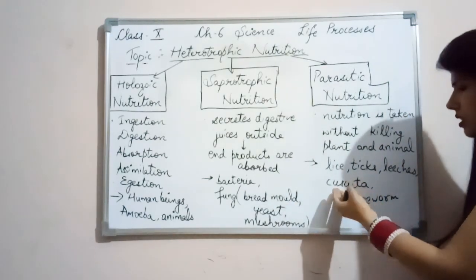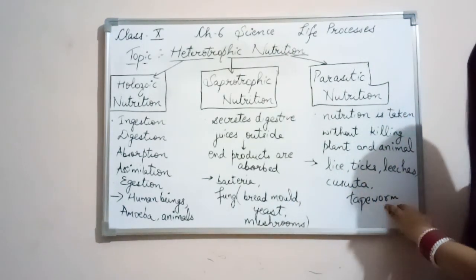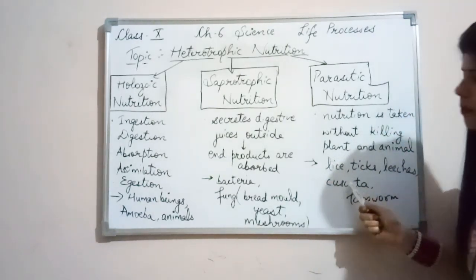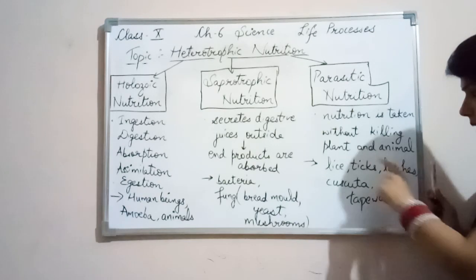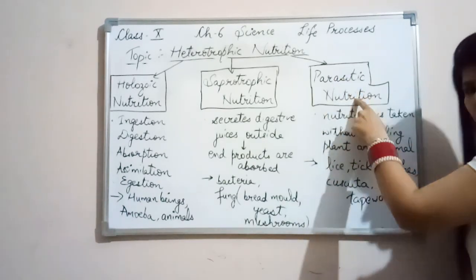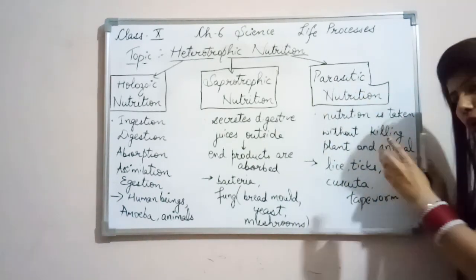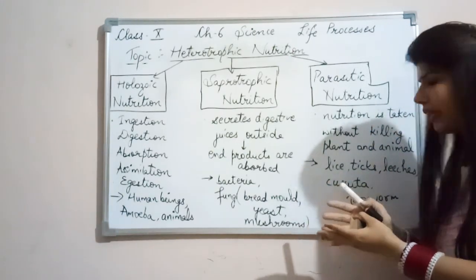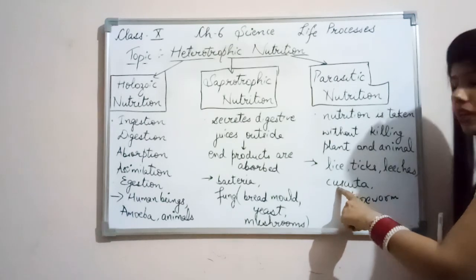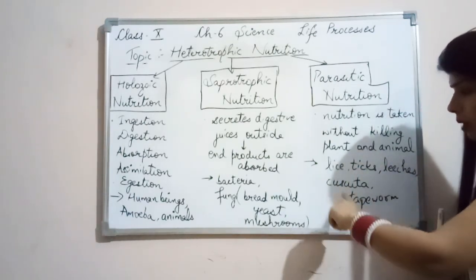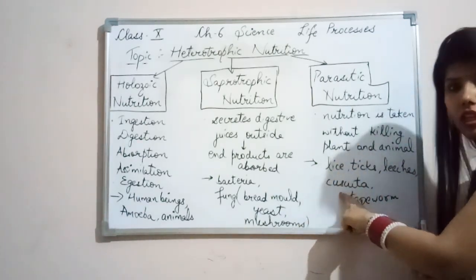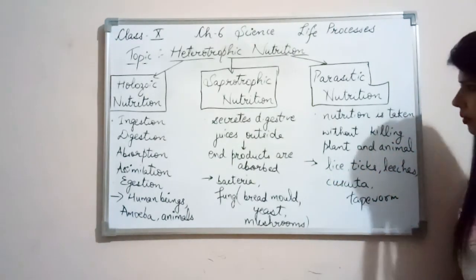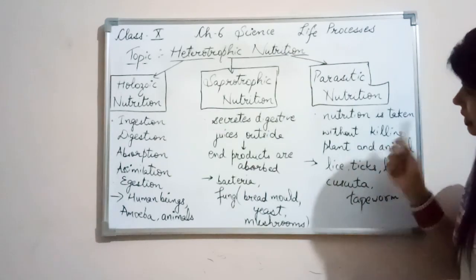Next is cuscuta, and another one is tapeworm. Please go for the examples for sure. Cuscuta is a plant parasite. Keep in mind, these are examples of parasites, it's parasitic nutrition. These are parasites, and those they depend on, we call them the host. Cuscuta is one of the examples here. It depends on a plant. It's a plant parasite. You might have heard another name also, amarbel. It depends upon certain plants for its food. The plant name is not in your syllabus.